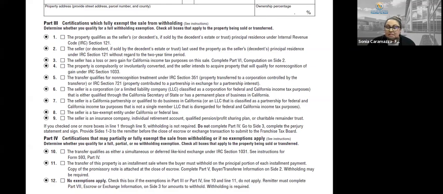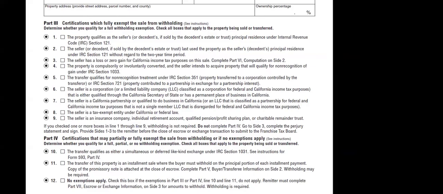Line 1 is specifically saying it has to be your principal residence 2 out of the last 5 years. Now, it doesn't state that in line 1, but it references IRC code section 121. And if you actually looked up the code, it explains that it has to be 2 out of the last 5 years. And if they have any questions about that, they can ask their CPA or their tax professional.